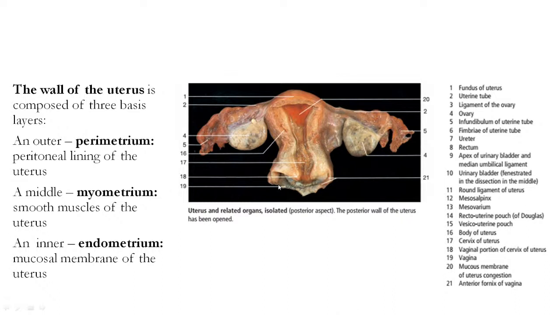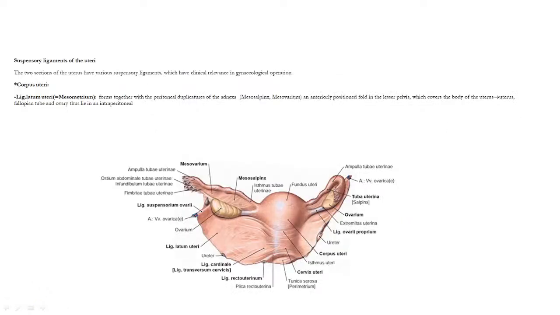You see anterior fornix, vagina. This is labium. Suspensory ligaments of the uterus.